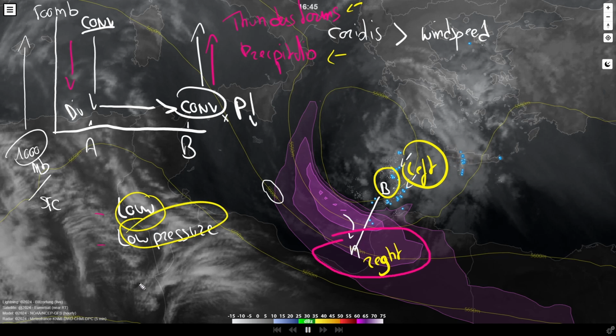So we've now actually arrived at the ending of the video. We've discussed how and where you can have vertical motions as a result of a jet streak. The entrance region, it's the right entrance region. In the exit region, it's the left exit region.